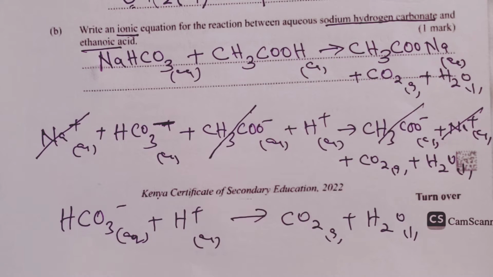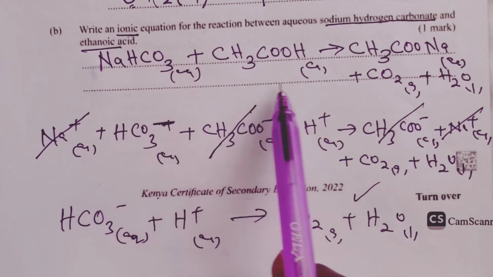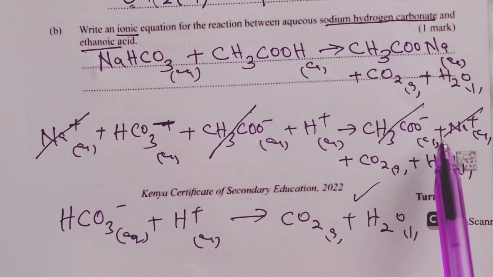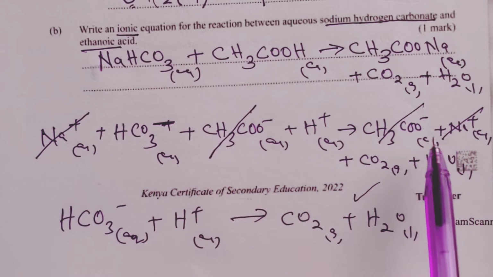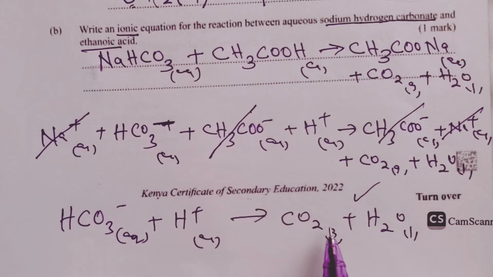This is the sure way of obtaining an ionic equation, and this discussion we normally hold in Form 2. So write the normal balanced chemical equation as written here. Break your aqueous substances into the ions, identify spectator ions, cancel them out, then rewrite the equation excluding spectator ions. What you obtain will be called an ionic equation.